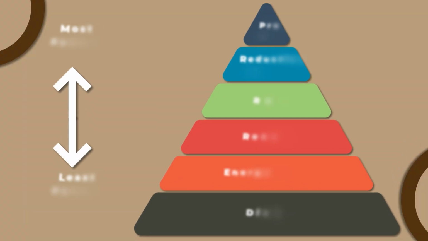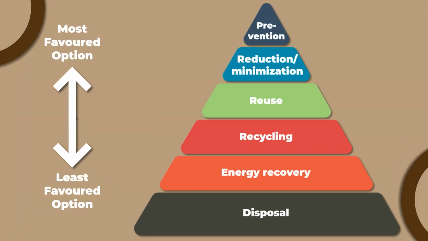So how would it be possible? What strategies does the food industry need to follow for waste management? Here in this slide you can see the strategies: prevention of food waste, then reduction or minimization of food waste, then reuse of food waste, then recycling, then energy recovery and disposal. If you see the pyramid, the most favored option is the prevention of food waste and the least favored option is disposal. Prevention of food waste is not very easy, but it is the ideal option for food waste management, though it is not possible everywhere.